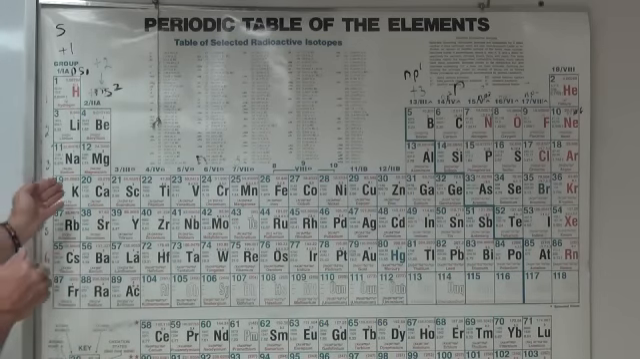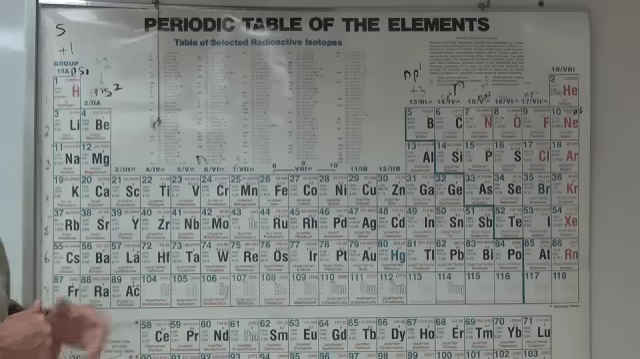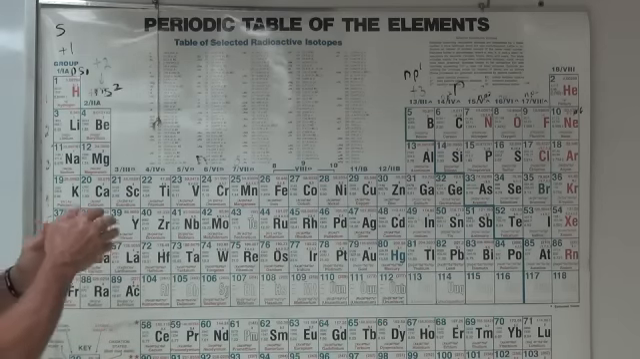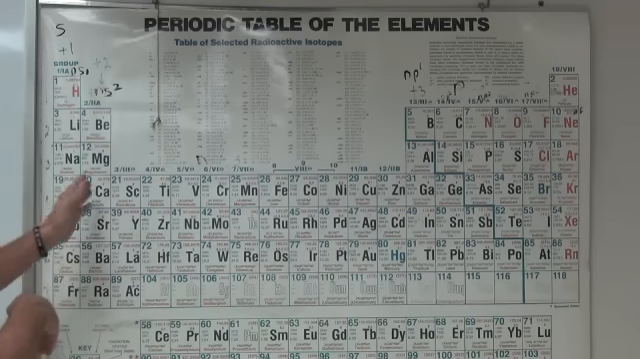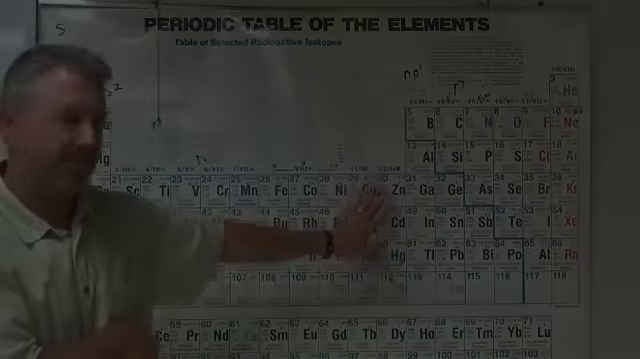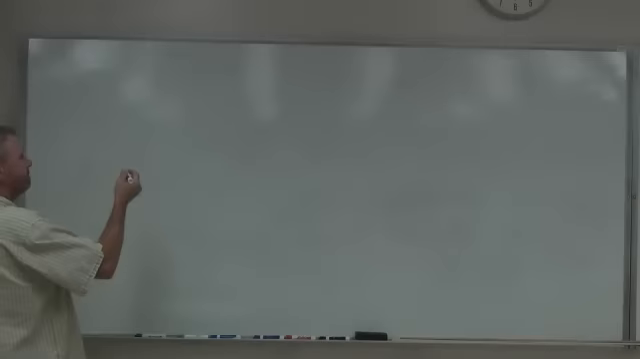Now, as you go left to right across a particular period in the periodic table, you have a transition from metallic to non-metallic. And that's the reason these are termed transition metals. These elements.